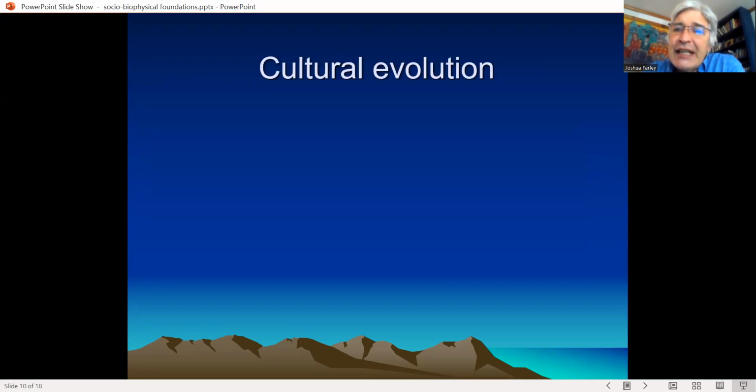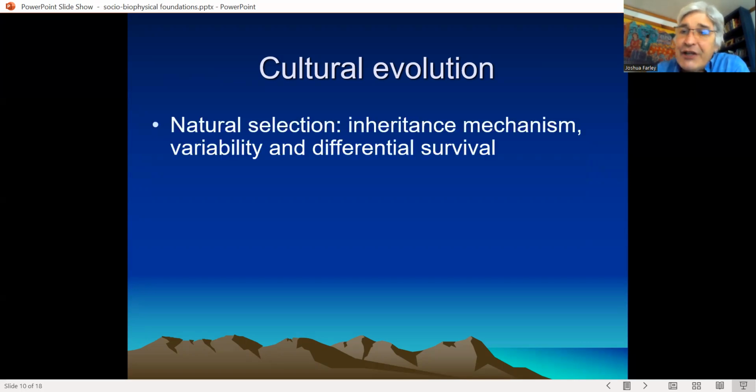So this leads us into the idea of cultural evolution. And evolution by natural selection has three components. First, there needs to be an inheritance mechanism. So typically when people think of evolution, they think of the gene as the inheritance mechanism. My genetic information gets passed down to my offspring, but so does my cultural information.